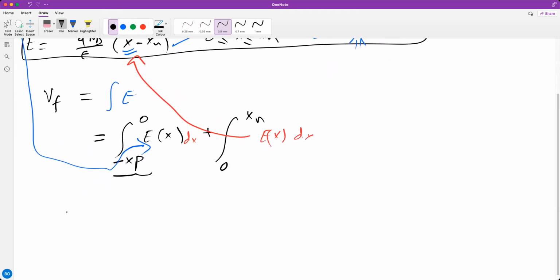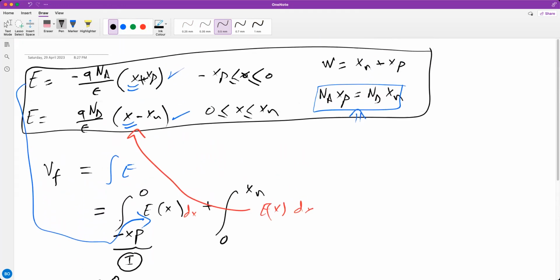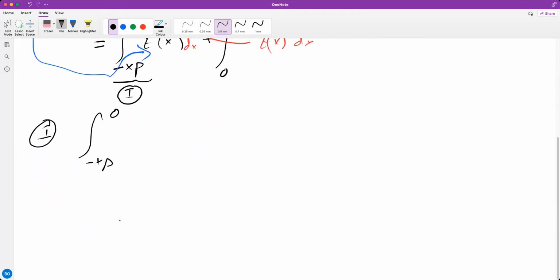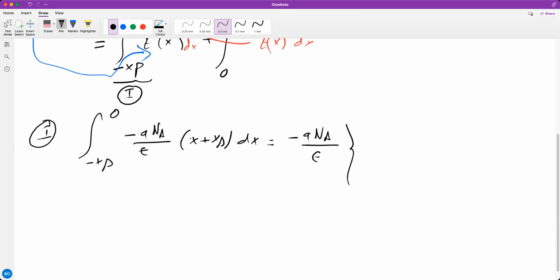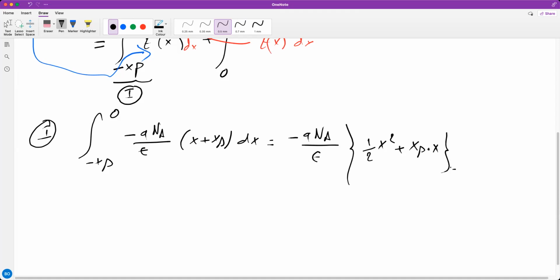So I want to integrate this first part. Let's do it very quickly. I want to integrate from minus xp to 0 of Ex. Ex here is minus qNA over epsilon times (x plus xp) dx. So it will be minus qNA over epsilon, and then x becomes 1/2 x squared, and xp becomes xp x, from minus xp to 0.